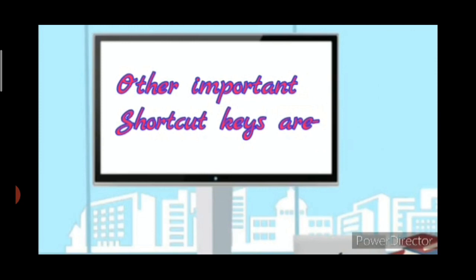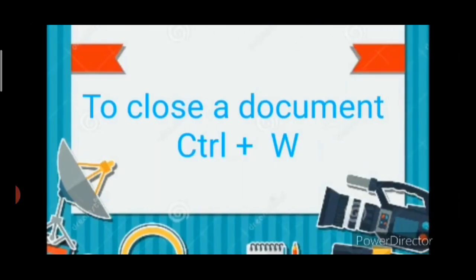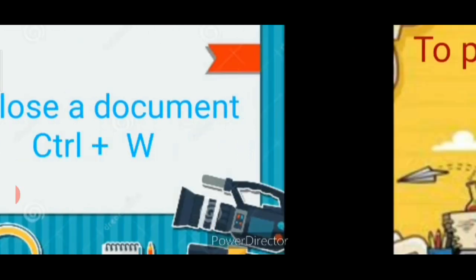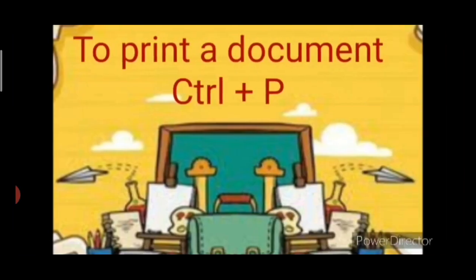Now other important shortcut keys. To close a document: if we want to close our Word document or Excel sheet or any document, we use Control plus W. Control plus W is used to close the window or our document. Next is to print a document. To print a document, we use Control plus P.